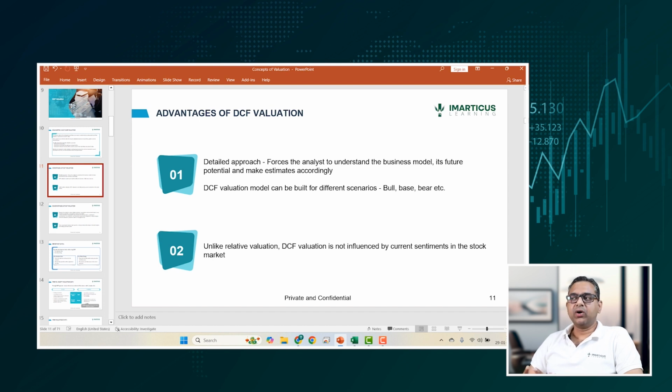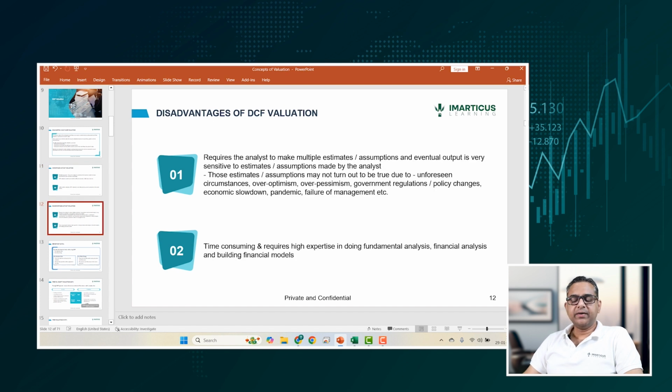Here we are not looking at that market data. We are analyzing the business of the company, making estimates which seem logical to us, and then we are finding out the value of the stock. We are not relying on the market data here. Disadvantages of DCF valuation: it requires the analyst to make multiple estimates, assumptions, and the eventual output is very sensitive to the estimates and assumptions made by the analyst. So it requires the analyst to make multiple estimates, and it is very sensitive to those estimates.